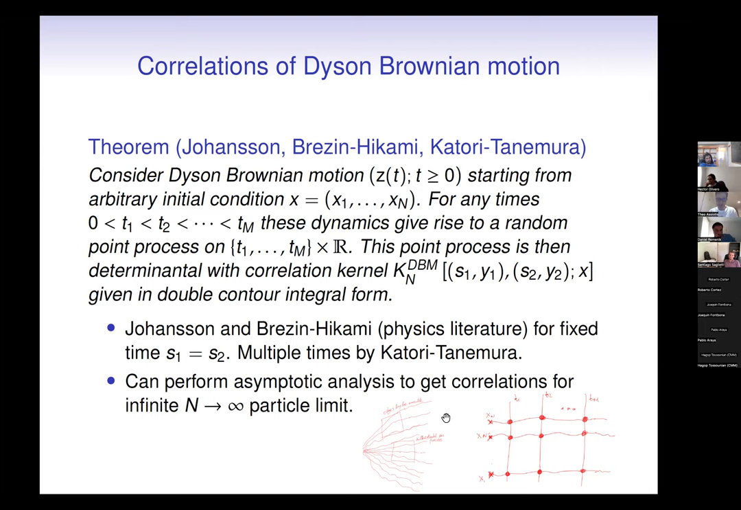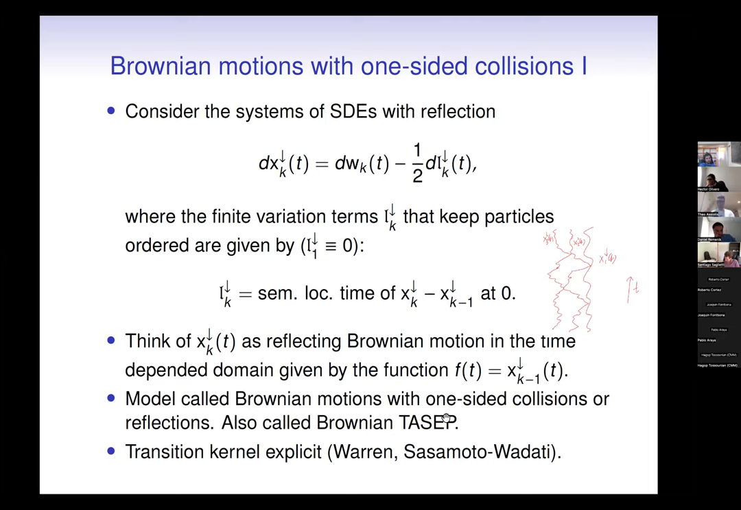Let me discuss the other particle system I'm interested in. This is Brownian motions with one-sided collisions. So how does this work? It looks quite different. I guess the easiest way to understand it is this picture here. We have n particles, and they're all driven by independent Brownian motions, and they interact only when they hit each other, so when they collide. The first particle is just Brownian motion, and doesn't care what happens to the rest. The second one does Brownian motion, except when it hits the first one, it has some local time term, which reflects it so that it stays less than or equal to the first one.